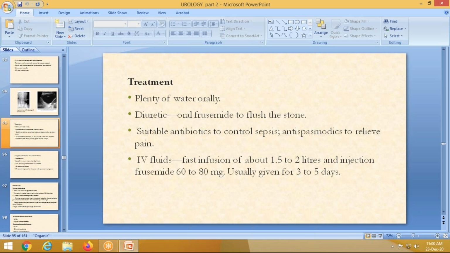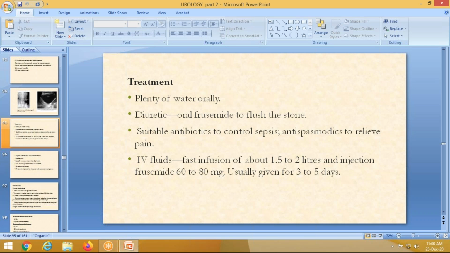What type of diuretics do you usually have to give? Furosemide or spironolactone is useful to flush out the ureteric stones. Next, you should give some antibiotics. Why do you have to give antibiotics? To prevent the development of sepsis or infection.